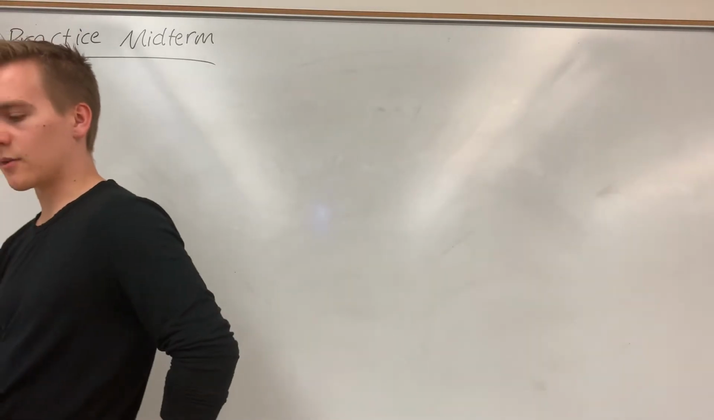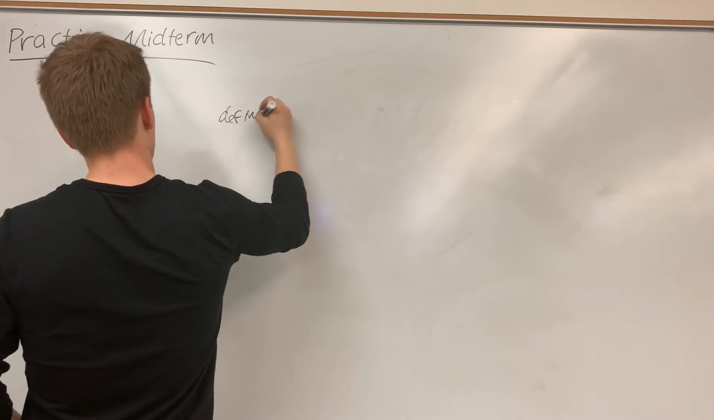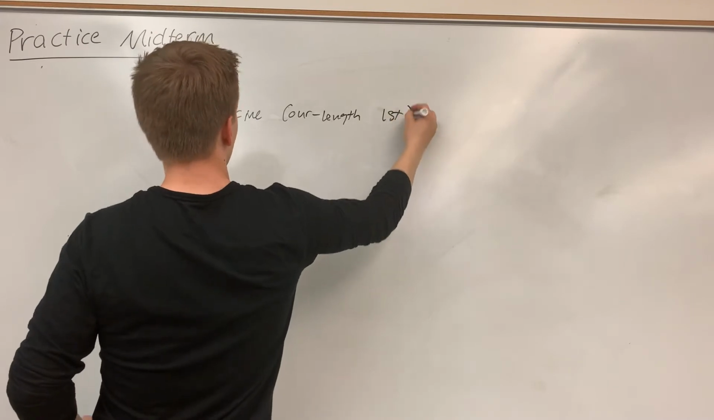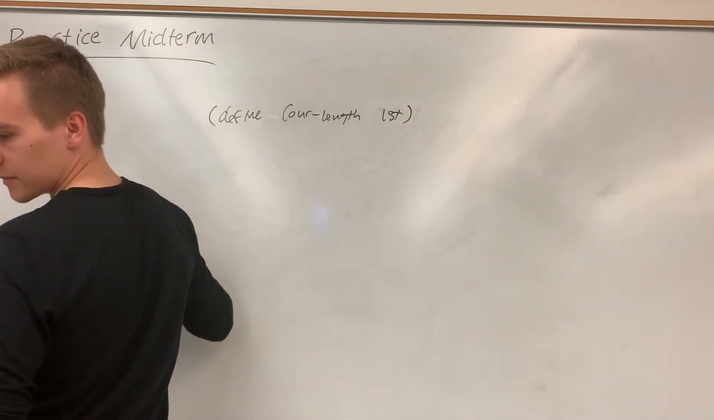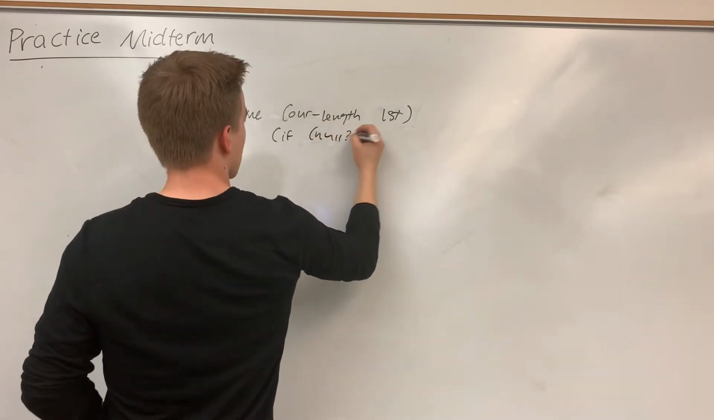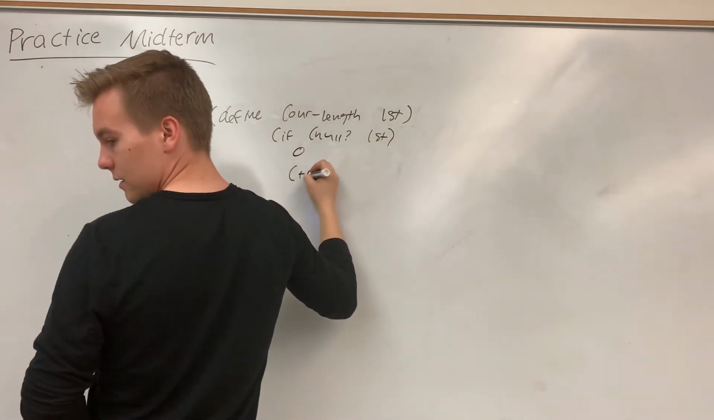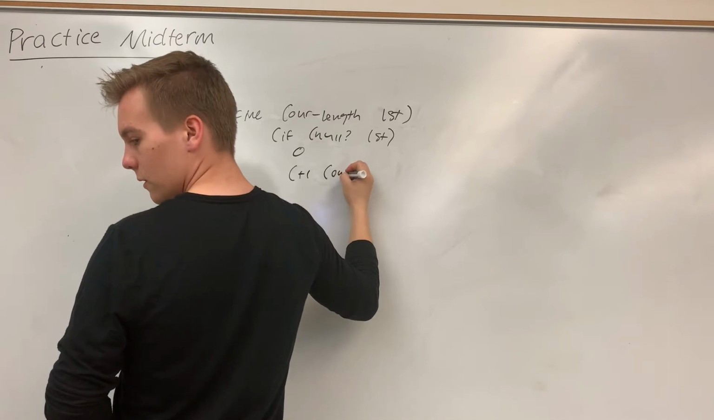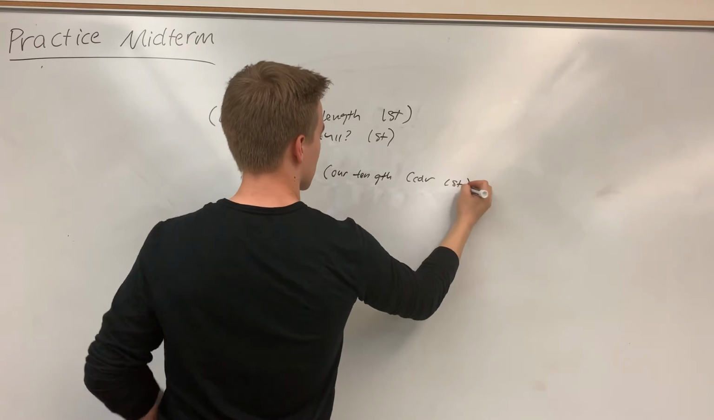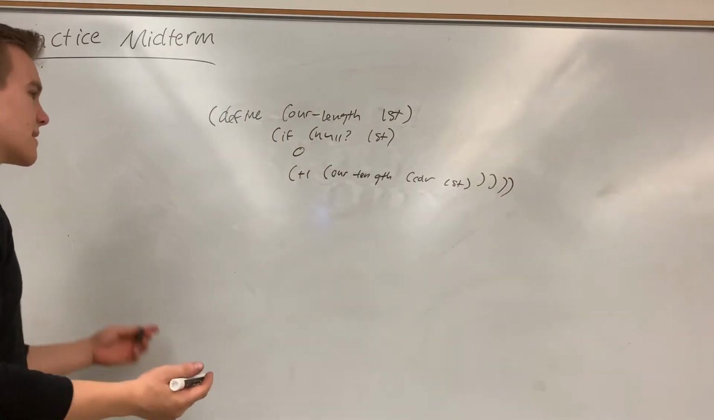Is the following procedure tail recursive? I'll write it out really quick. It says define r-length. I know my handwriting is getting progressively worse. It started pretty bad, but I'm sorry if you can't read what I'm writing. If a list is empty, 0, else plus 1, r-length cdr lst. Okay, it says, is this tail recursive?